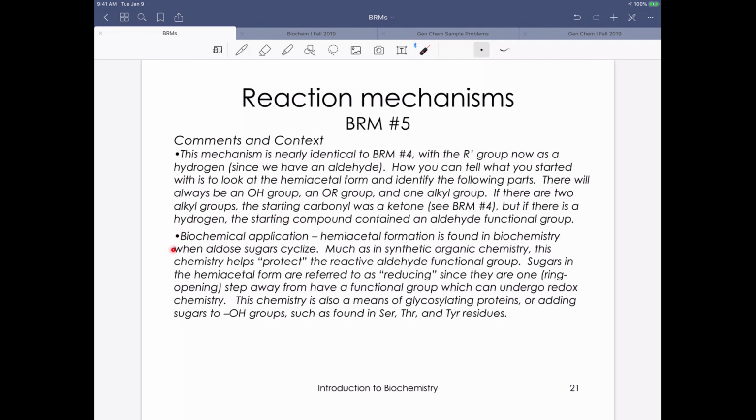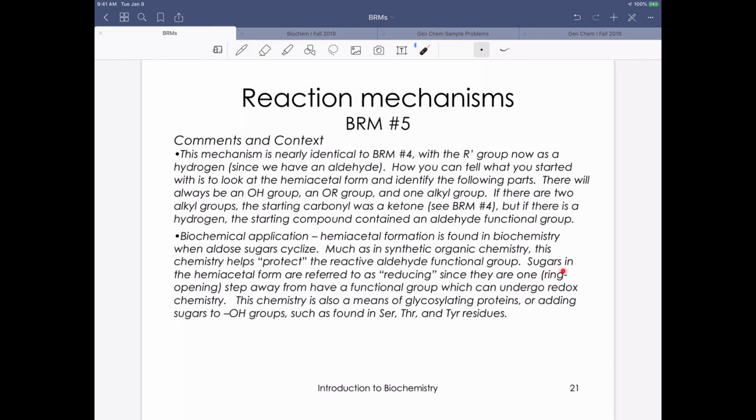What's neat and parallel with this mechanism is the biochemical application that we see here is pretty much the same as what we saw with reaction mechanism 4. So I'm not going to go into a lot of detail for that, but the purpose of this kind of chemistry is to allow the cyclization of sugars. And in cyclizing those sugars, what we really do is we protect that reactive aldehyde functional group in this reaction mechanism or the ketone functional group in reaction mechanism 4.